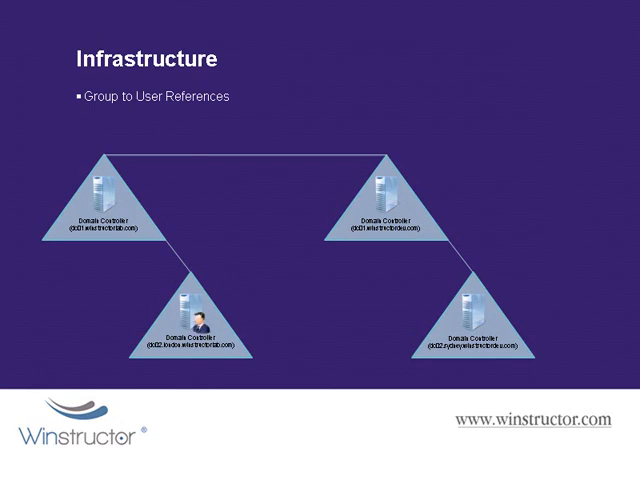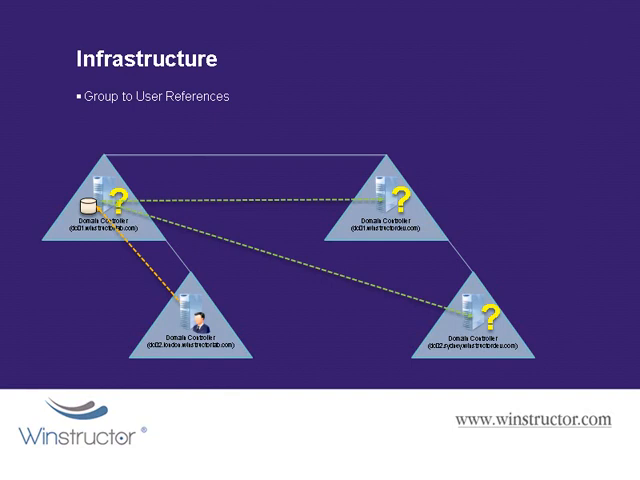Now the final operations master role is the infrastructure role, and the infrastructure master is responsible for updating cross-domain group-to-user references. When you change a user account or add a user to a group, these sorts of changes don't tend to show up in other domains for quite a while. So it's the job of the infrastructure master to help speed up this process.